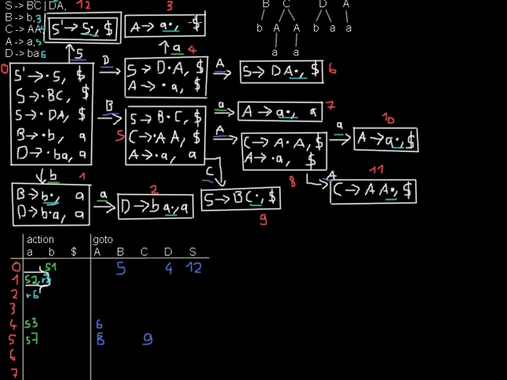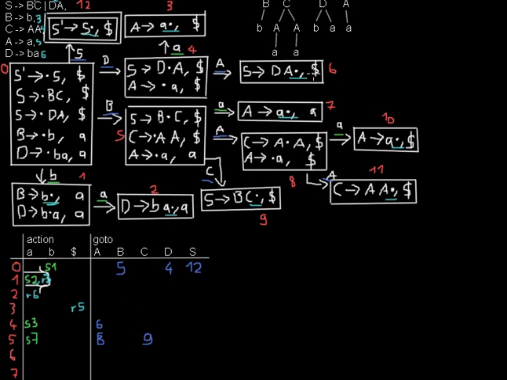So then the next state is state number 3. And when I'm in state number 3 and my look ahead is the end of the word, then I can reduce with rule number 5. Well, state 3, look ahead is the end of the word, and I can reduce with rule number 5. And the next one, 2, I already considered.